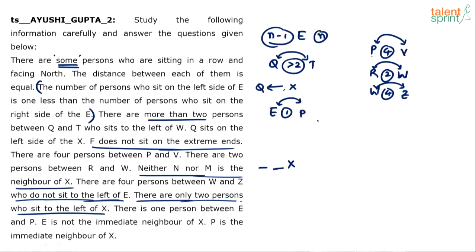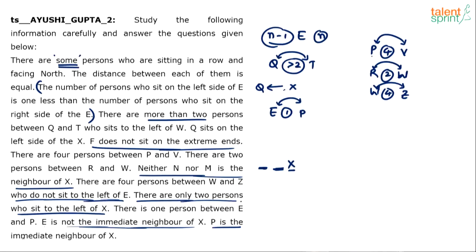P is the immediate neighbor of X. E is not the immediate neighbor of X. E is not the neighbor of X, but P is the immediate neighbor of X. See, we already have X fixed on the arrangement. We have got 3 positions so far: 1, 2 and 3, where X is the 3rd person.